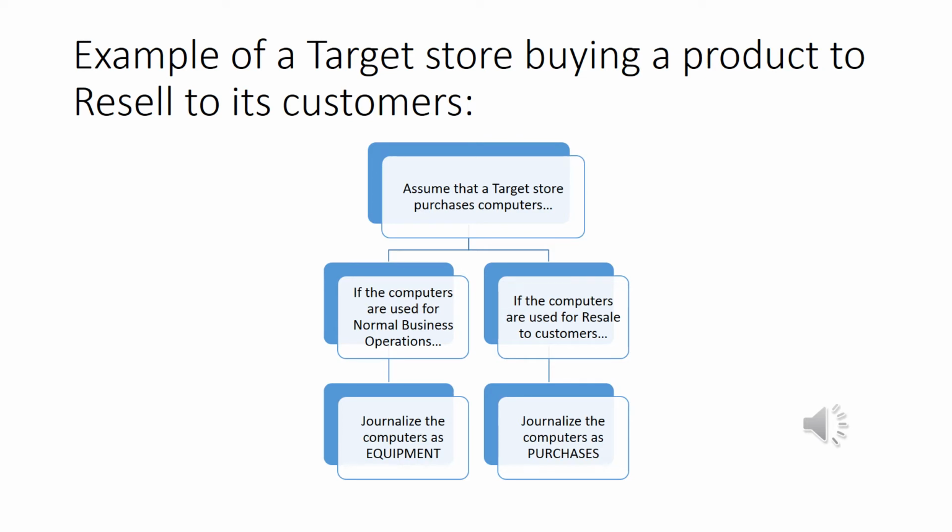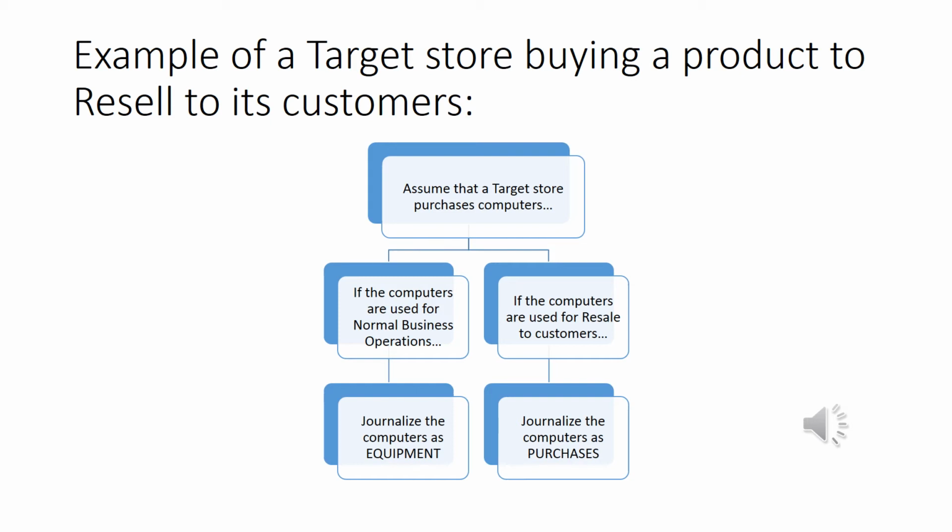If the computers are used for normal business operations, such as to check out customers or to do payroll by the payroll manager, then the company would journalize the computers as equipment because they fall in the use for normal business operations. So they would be journalized in the equipment account.